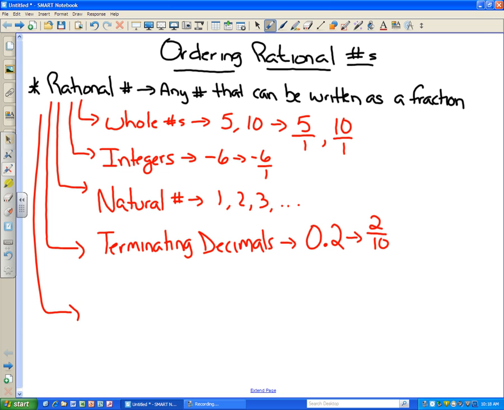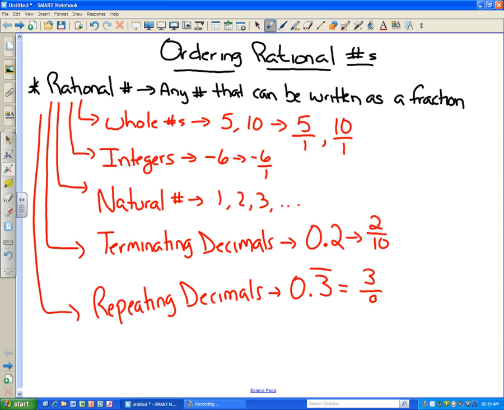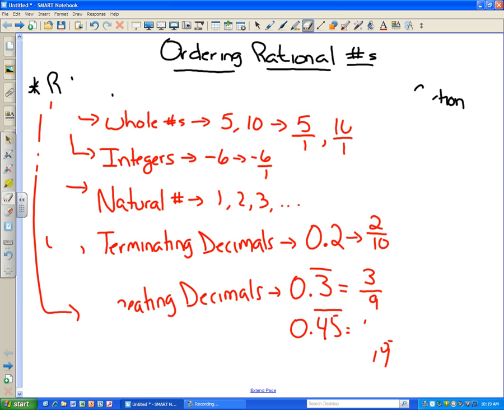And we can also have repeating decimals. Repeating decimals can always be written as fractions over 9s. If we have one digit repeating, then it's over one 9. 0.3 repeating would be 3 over 9. 0.45 repeating would be 45 over 99, two digits repeating, two 9s. So those are some examples of rational numbers: any number that can be written as a fraction.